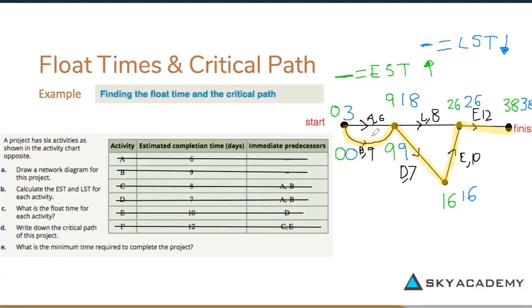And finally, we can label the critical path. So the critical path is going to be in red. The critical path would equal B going to D, going to E, and then F. So these are all the activities, B, D, E, and F, that lie on the critical path because we calculated their float times as 0.